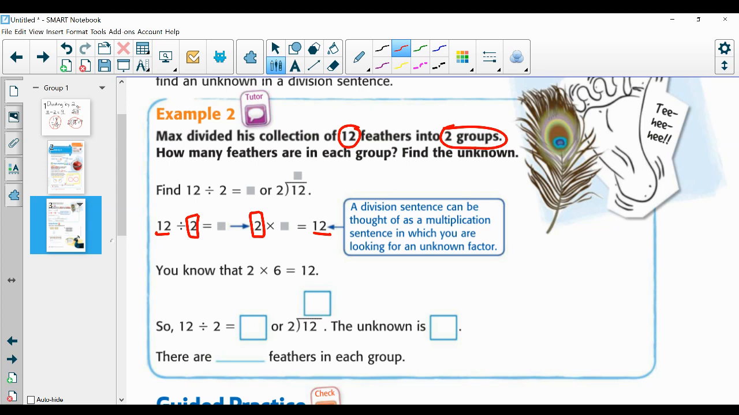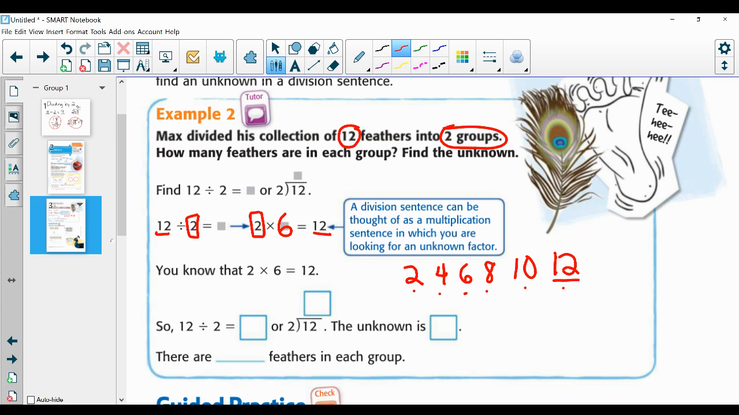Well, I can count by 2's on my fingers till I get to 12. I can also write my skip counting if I'm not sure. So I can write 2, 4, 6, 8, 10, 12. 12 is the number I'm trying to get to. So now I just count how many I wrote. 1, 2, 3, 4, 5, 6. So 2 times 6 equals 12.